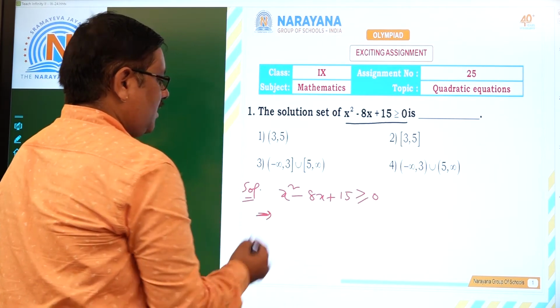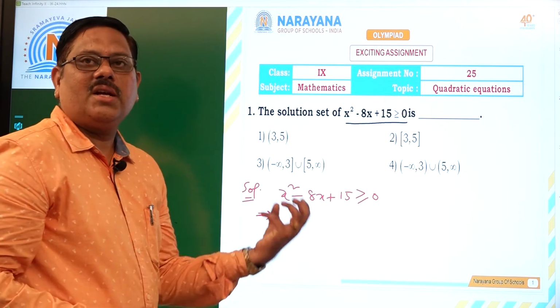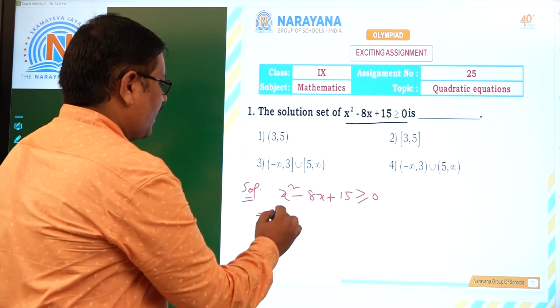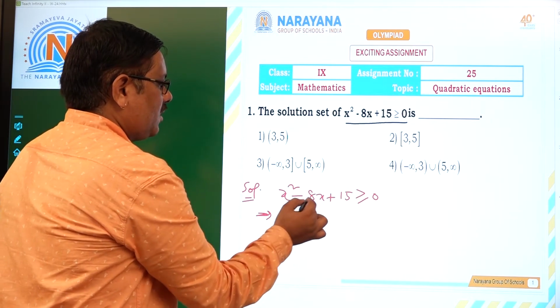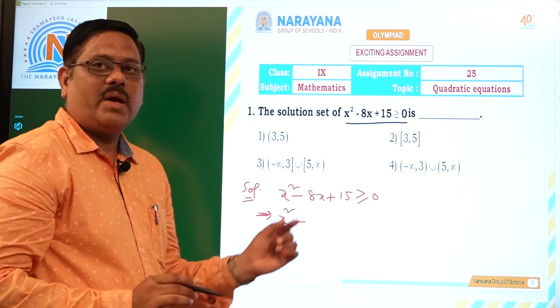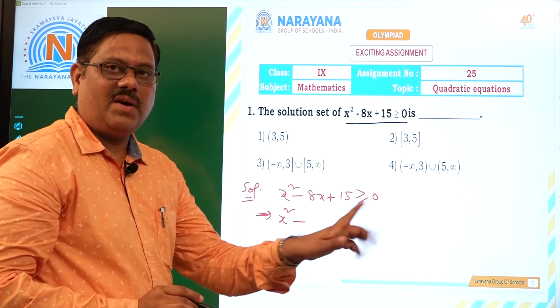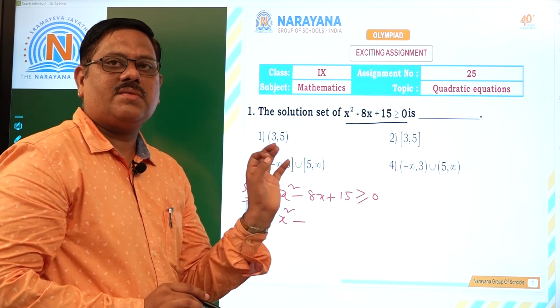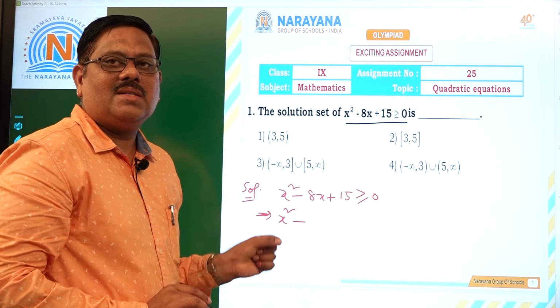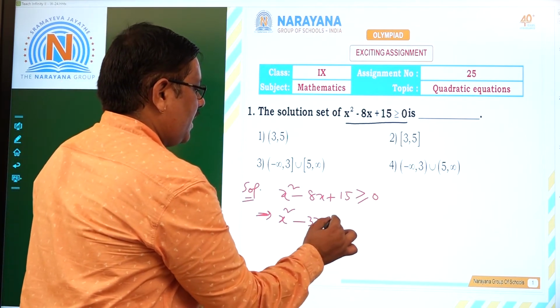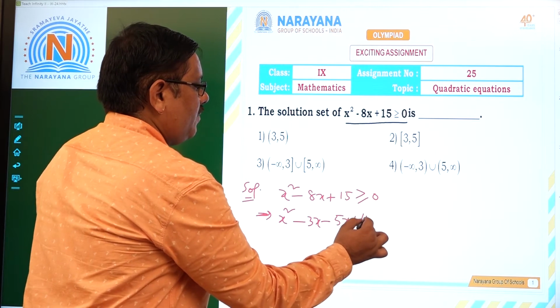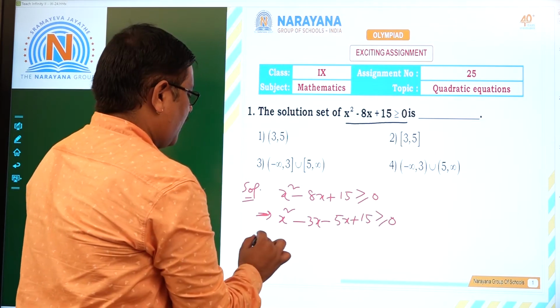That implies, okay, the quadratic function, let us try to factorize. We can write it as x square minus, because 15 product sum is minus 8. So I can choose minus 3 minus 5. Product is minus 3 into minus 5, plus 15. Sum is minus 3 minus 5, minus 8. So I can write it as minus 3x minus 5x plus 15. Of course, inequality is greater than or equal.